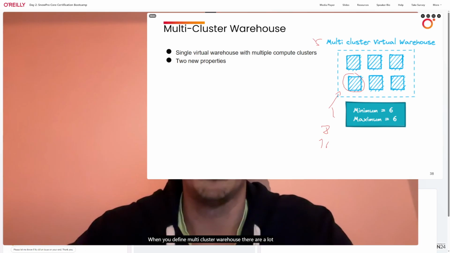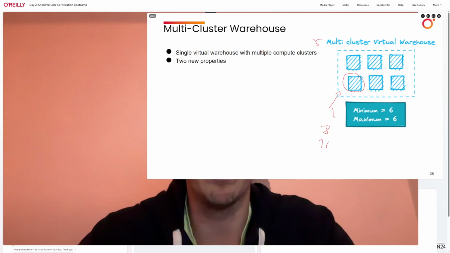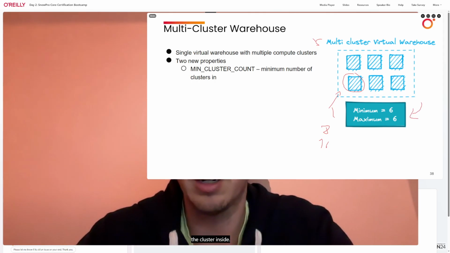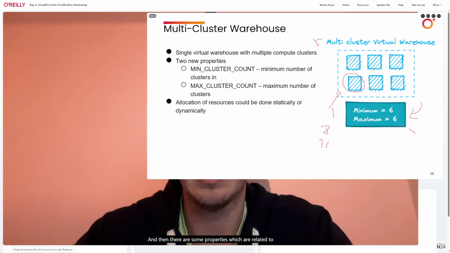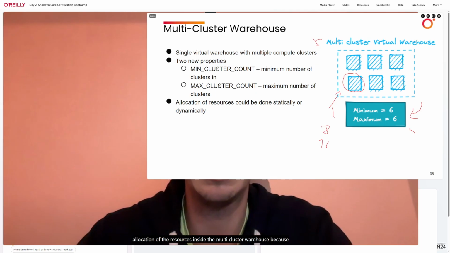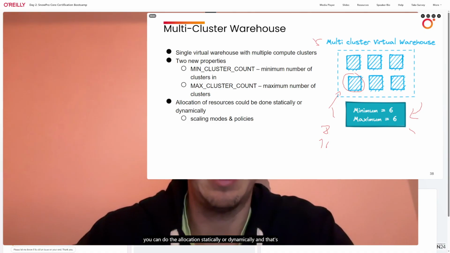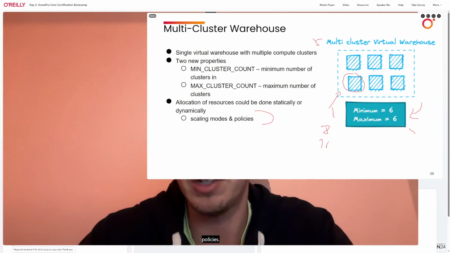When you define a multi-cluster warehouse, there are a lot of other options which you can now use. The basic properties are min and max count for the clusters inside. In this case, we configured min and max as 6. And then there are some properties related to allocation of the resources inside the multi-cluster warehouse, because you can do the allocation statically or dynamically. It's controlled by something called scaling modes and scaling policies.